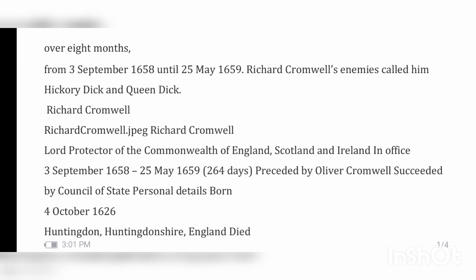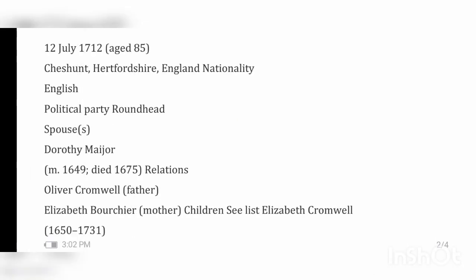Richard Cromwell's enemies called him Tumbledown Dick and Queen Dick. So we know about this word, Richard Cromwell, Lord Protector of the Commonwealth of England, Scotland, and Ireland, in office between 3rd September 1658 and 25th May 1659, 264 days, preceded by Oliver Cromwell, succeeded by Council of State. Personal details: born 4th October 1626.